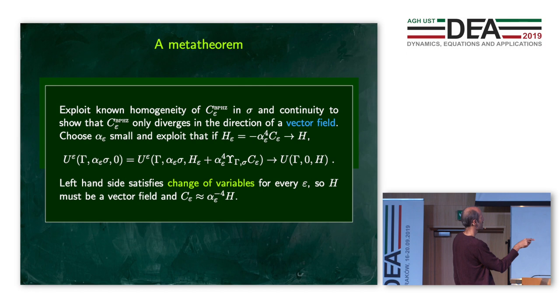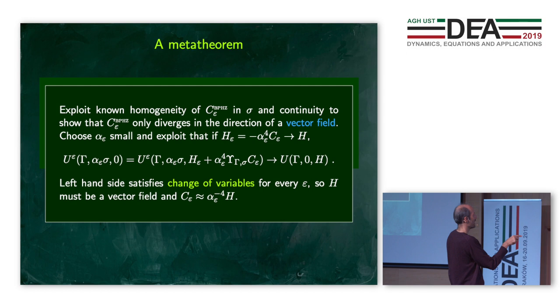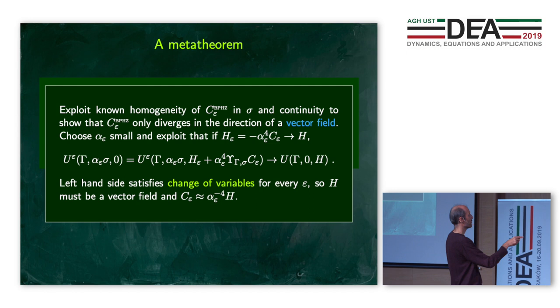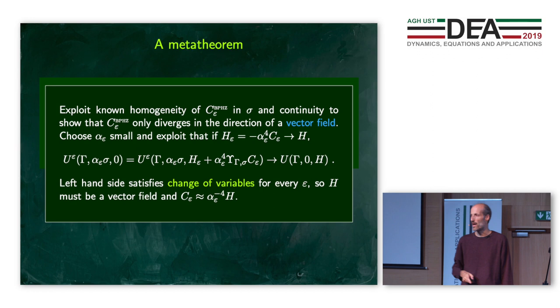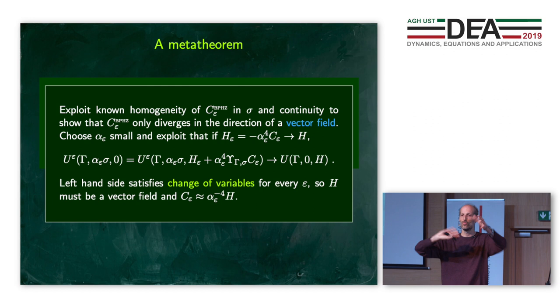But now the left-hand side is equivariant under changes of variables, right? So that's for fixed epsilon. And the right-hand side, all of these things, this is a Christoffel symbol, these are vector fields, zero is a vector field. So this is equivariant under changes of coordinates. Therefore, that limit has to be as well, because this guy is just a limit of these guys here, and therefore h has to be a vector field. Because if h weren't a vector field, I could always find some initial condition and some two coordinates in such a way that I get a contradiction.